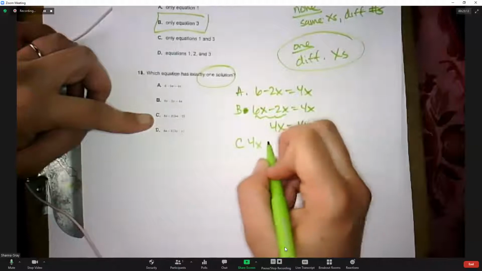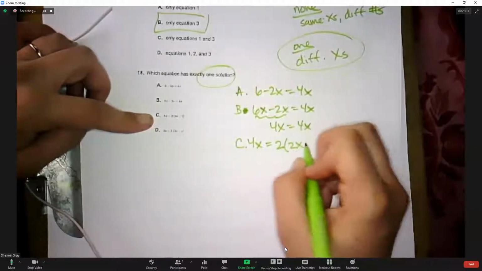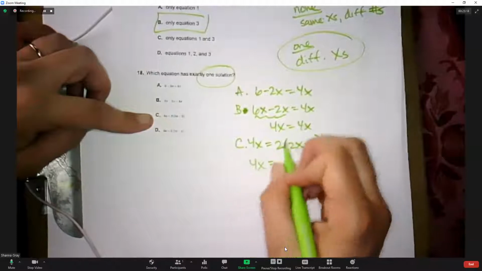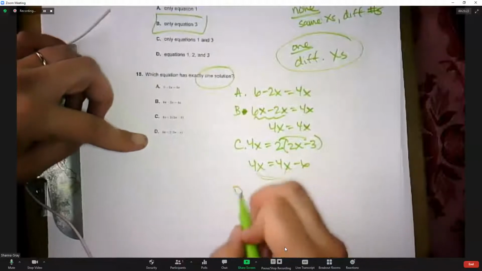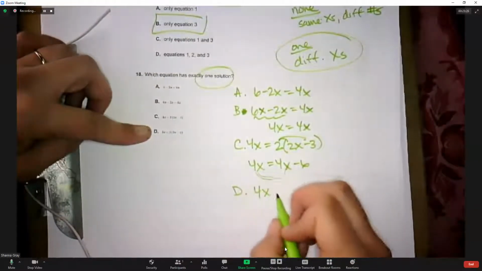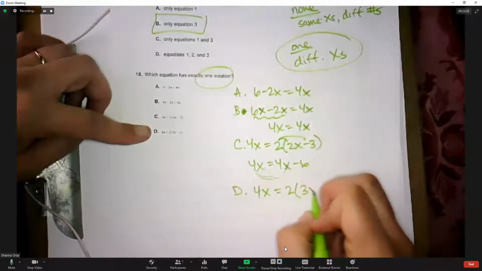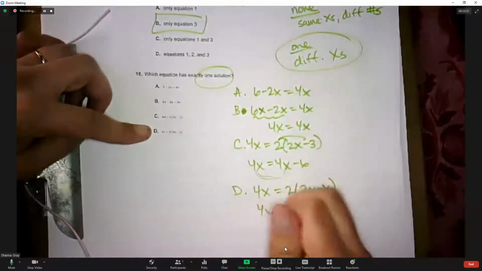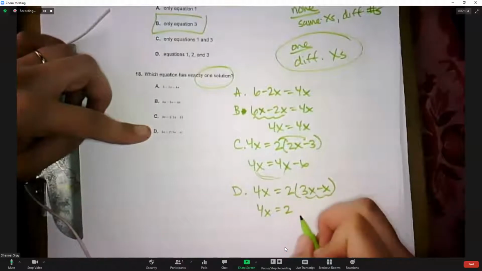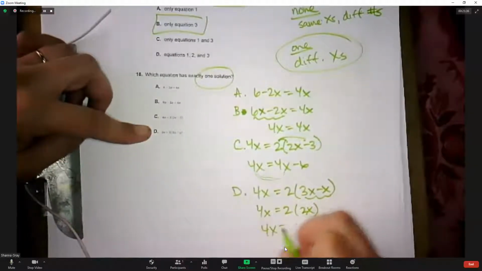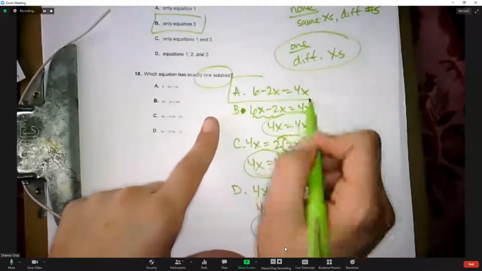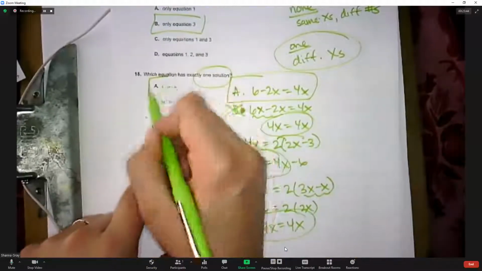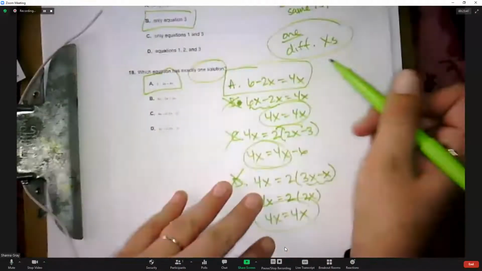C, 4x equals 2 times 2x minus 3, which again, if I multiply that out, I have 4x minus 6. So again, same amount. And then D, 4x equals 2 times 3x minus x. So 4x equals 2, and then 3x minus x is just 2x, right? So all of these have the same amount of x's except for A. So it means B, C, and D don't work. So I'm looking for one with a different amount.